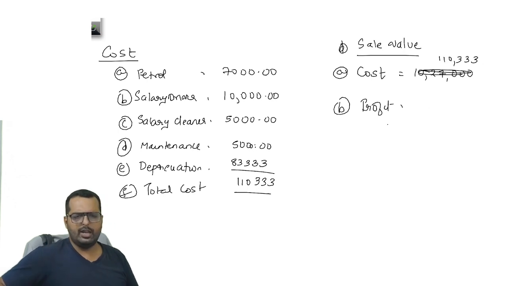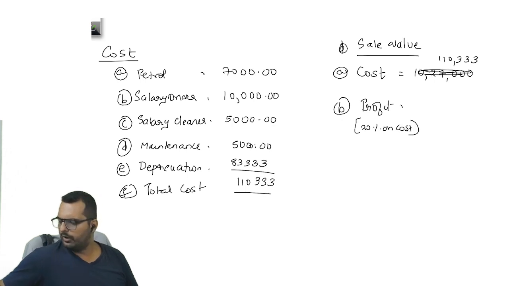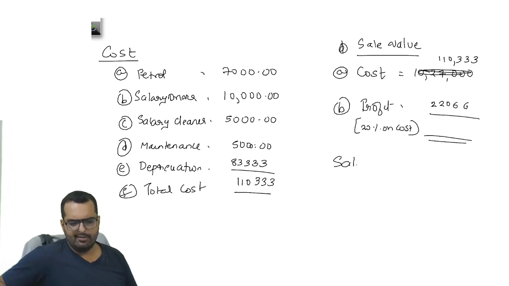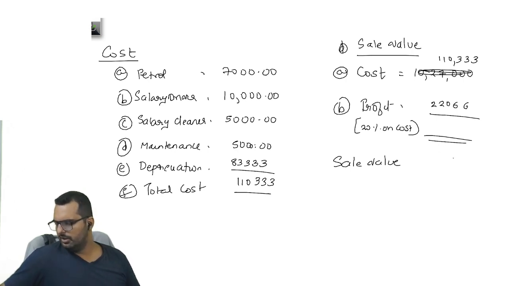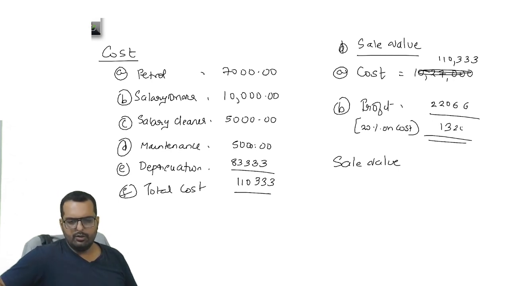Okay. Now assume he's looking at a profit of 20% on cost. So how much will be the profit of this that will come up? 22,066. Correct? So what will be the sale value that Nixon will charge from Devika for driving 1 month? He will charge her 1,32,400 rupees. This is more than the fees that she is paying at Lexia.